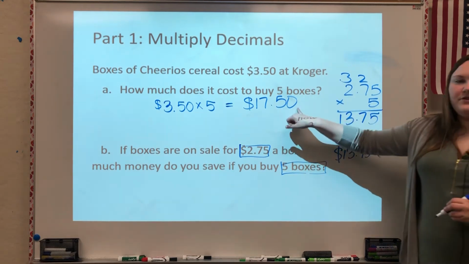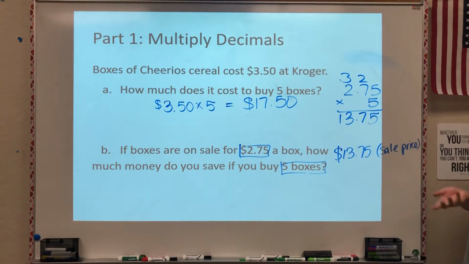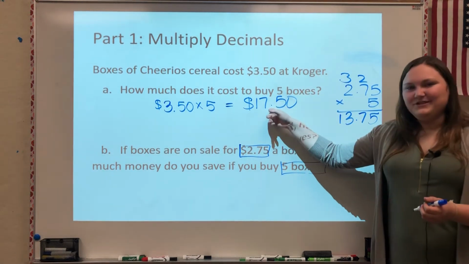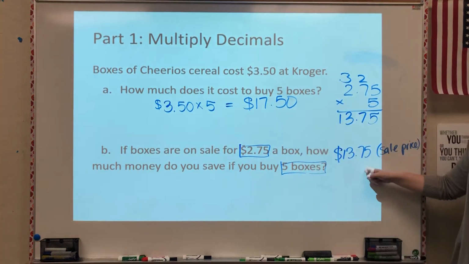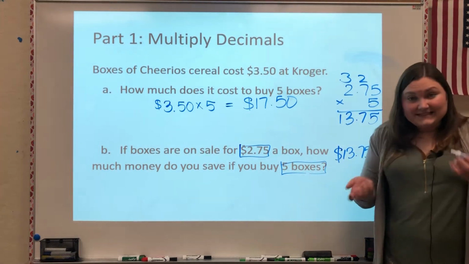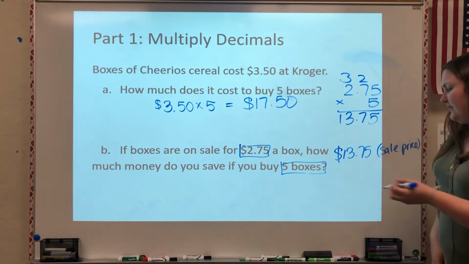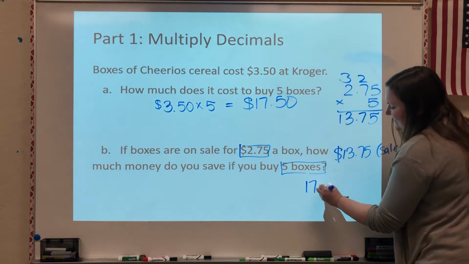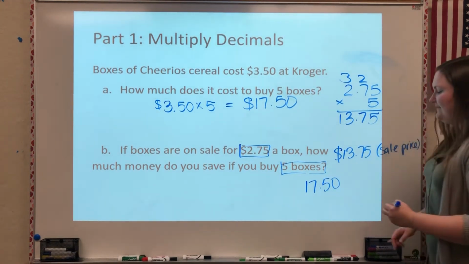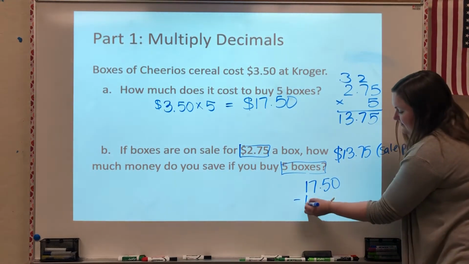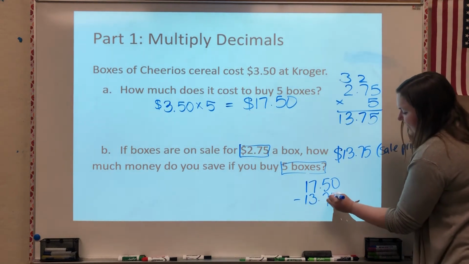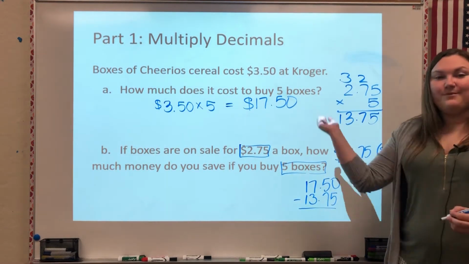This is the original price. So if I want to find out how much money I'm saving, I could just take the original price, subtract the sale price, and that's going to give me the difference. That's going to give me how much money I saved. So if I do that, I've got $17.50. I'm subtracting $13.75. Just remember, that goes back to what we learned yesterday.